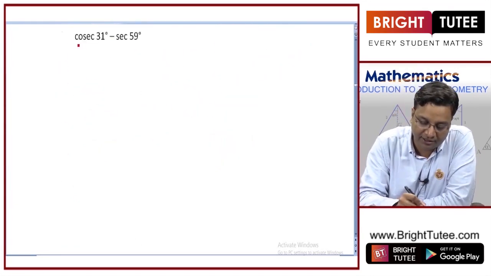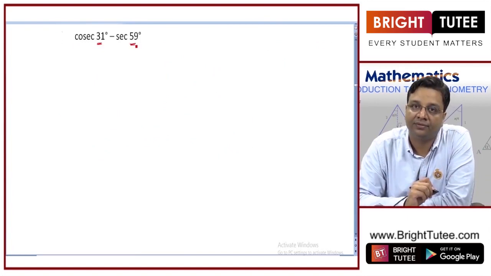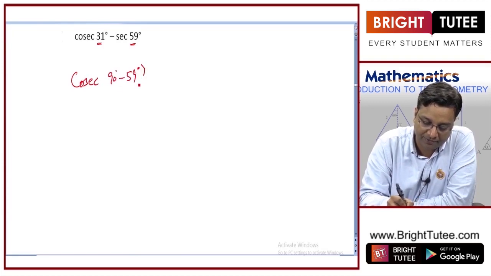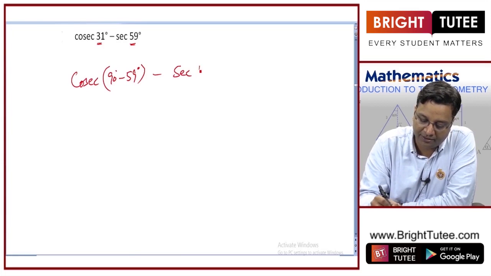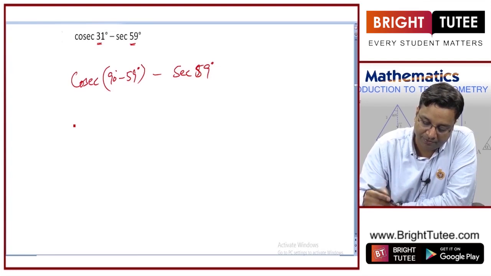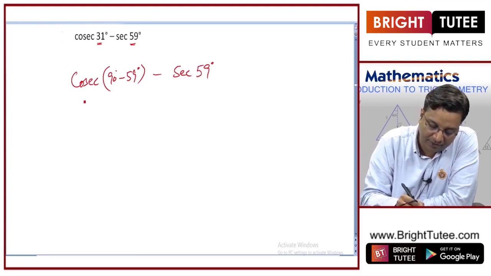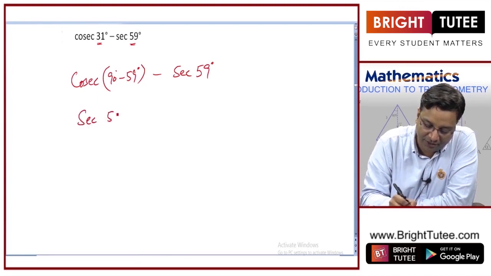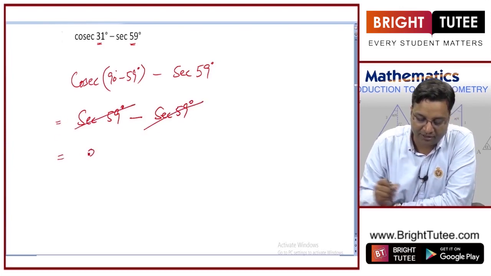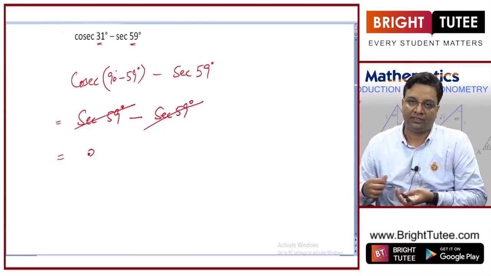Again, cosecant gets converted into secant in complementary angles, right? So cosecant 31 can be written as cosecant 90 minus 59 minus secant 59. So this will become, 90 minus 59 will give you secant 59 minus secant 59. So these will get cancelled, hence the answer is 0, right? For this question the answer is 0.